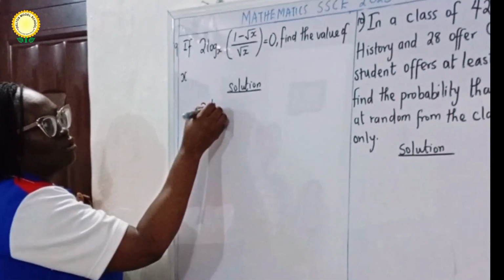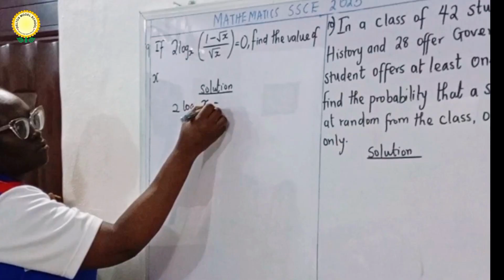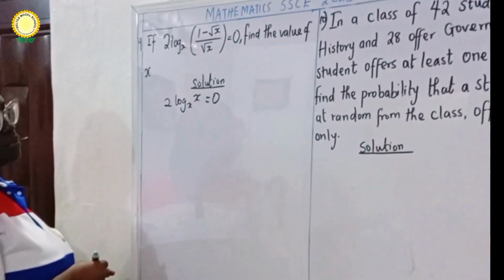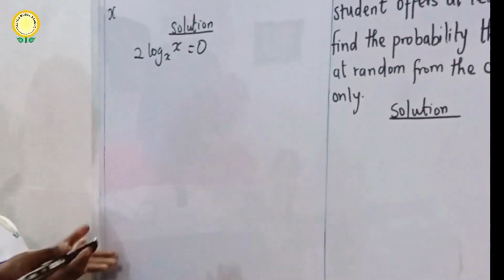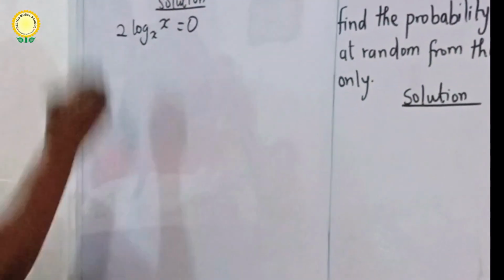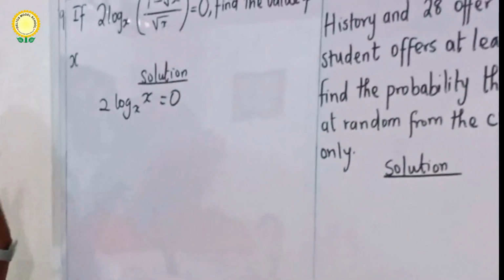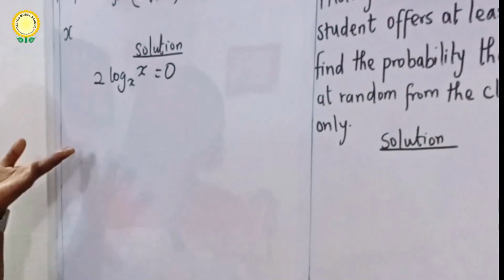I'll just write 2 log x to base x equals 0. So this makes it look very simple. This whole thing, I've changed it to x. So I can now remember my laws of indices and logarithm.